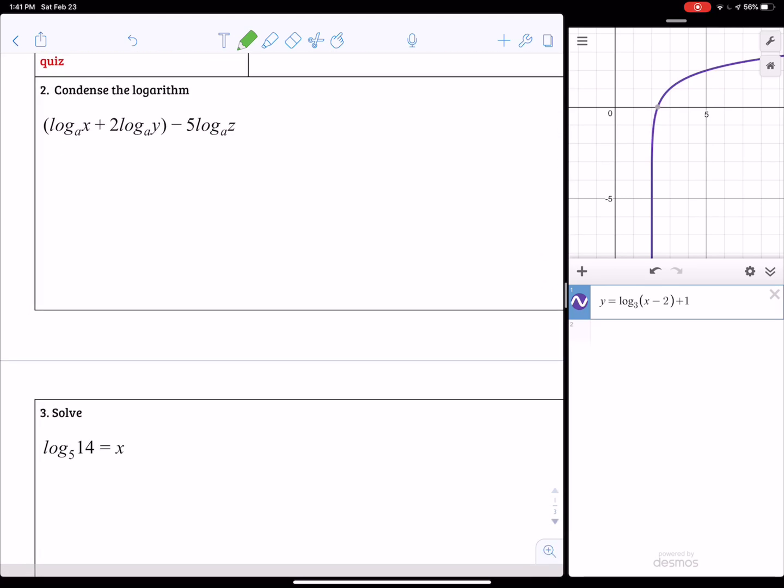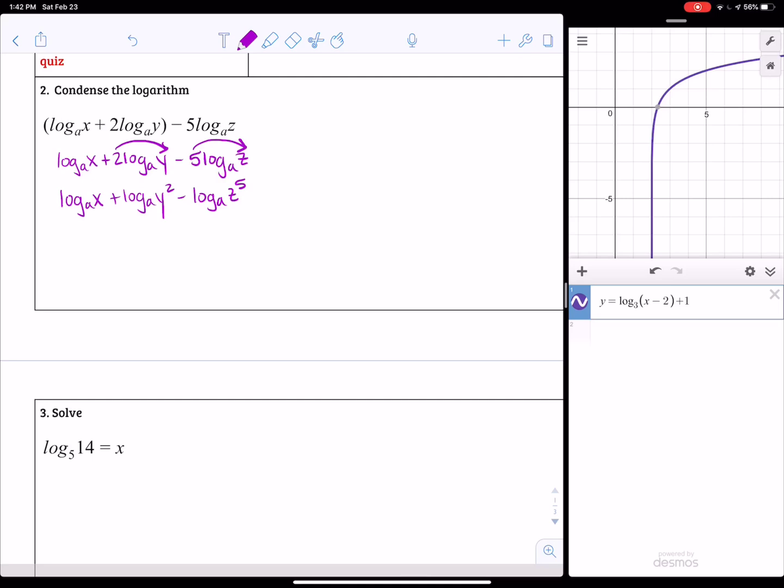Let's look at number 2. So number 2 deals with properties of logs. So even though there are parentheses on this problem, you can actually rewrite it without parentheses and it means the same thing. So if they look confusing to you, I would just rewrite it without them. And then I would move the coefficients first, because we're condensing, and make those as exponents. So log base a of x plus log base a of y squared minus log base a of z to the 5th. And then put it all together.